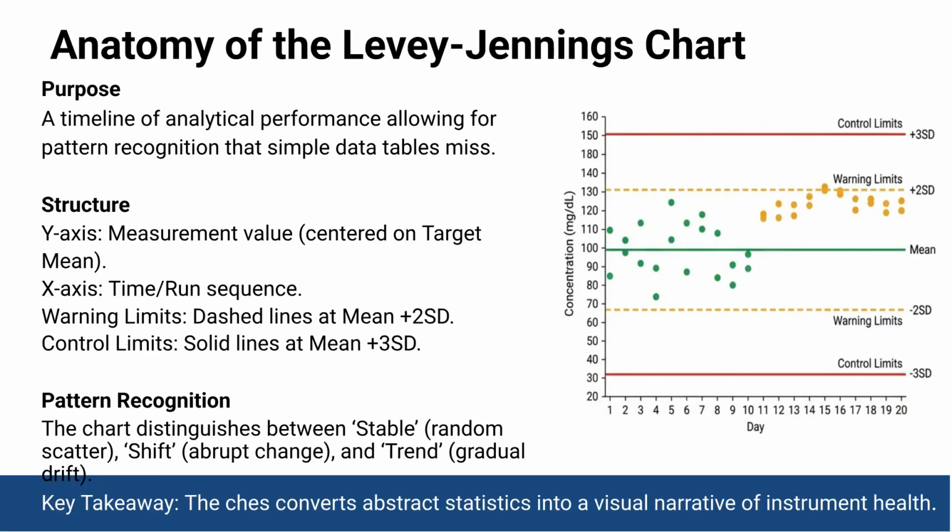The Levey-Jennings chart converts statistics into a visual narrative of instrument health. It uses warning limits at plus or minus 2SD and control limits at plus or minus 3SD. The chart helps distinguish between random scatter, shifts, and gradual trends.